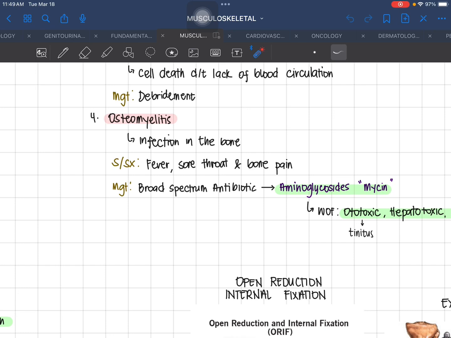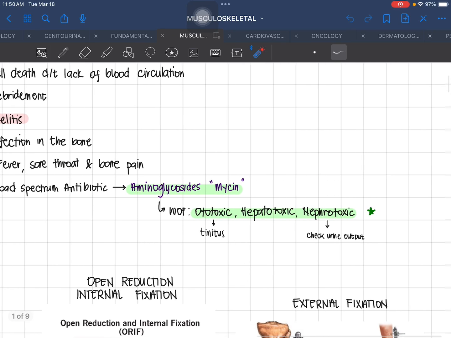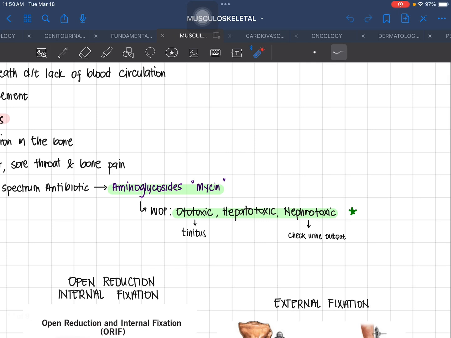So, it should be broad spectrum antibiotic. Ano yung mga antibiotic na yon? Aminoglycosides. So, yun yung mga may mycin. Again, aminoglycosides. So, kapag nagtitake tayo ng aminoglycosides, i-check natin yung urine output ni patient and kung may na-experience ba siyang tinnitus. Kasi lagi natin tatandaan na ang aminoglycosides o yung mga mycins, they are nephrotoxic and ototoxic.